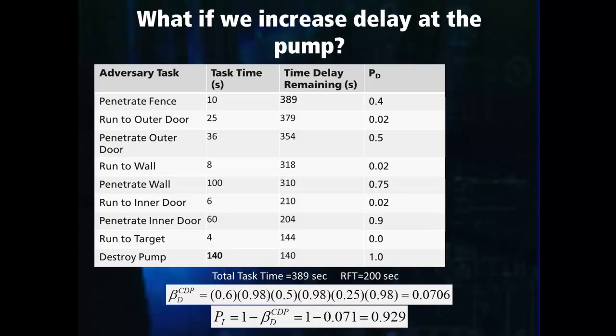In this table, we again have the original pathway, but this time we've added protection at the pump, which has increased delay from 35 seconds to 140 seconds. If we take a look at the time delay remaining column, we see that this changes the critical detection point to a point before the adversary runs to the inner door. As a result, the detection elements up to this point are included in the interruption probability, which changes the non-detection probability to 0.0706 and the probability of interruption to 0.929.